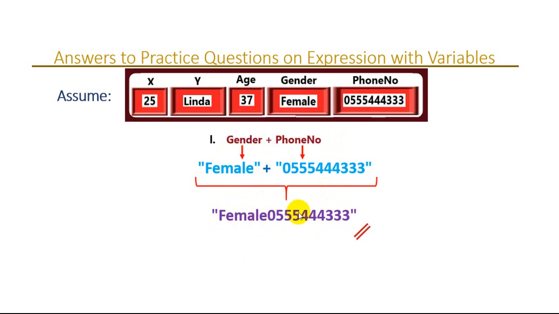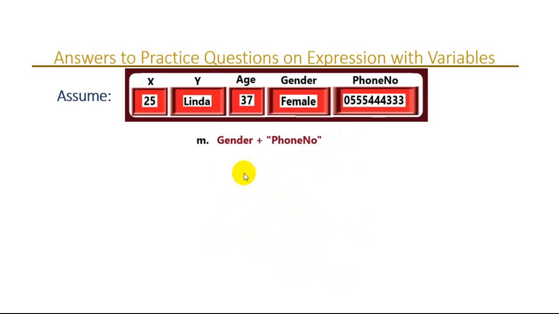It doesn't say gender or it doesn't say phone no, because it's using the variables. So gender contains female, phone no contains this number. Those two are joined. And the result is coming like this. So this expression evaluates to this one.